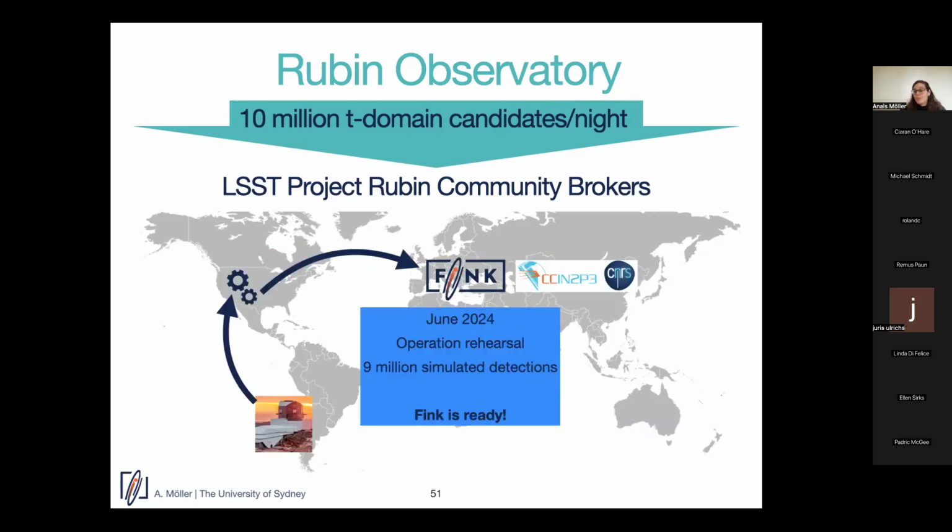Two months ago, we did a test with LSST where they used simulated data and sent it from the telescope to the US to process it and send it to the brokers. That's called the operation rehearsal. We got 9 million simulated detections and we tested all our infrastructure, and we're ready to process Rubin. And even before LSST starts, which is mid next year, we will get first data from the telescope while testing everything, around March, April next year, probably. So it's really exciting times. And now I'm going to take the rest of my talk to tell you how we do this and how we can actually use Fink to do science.